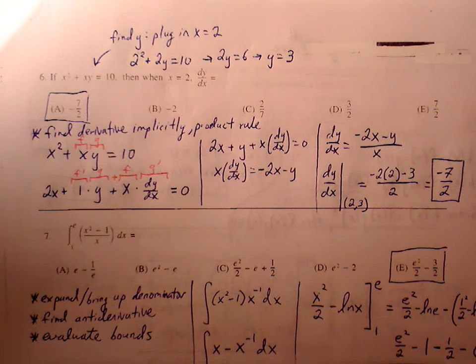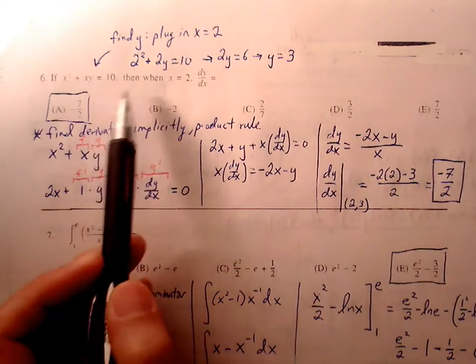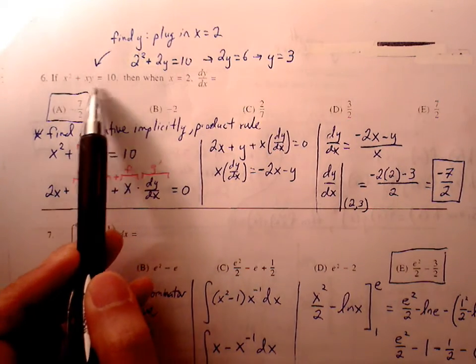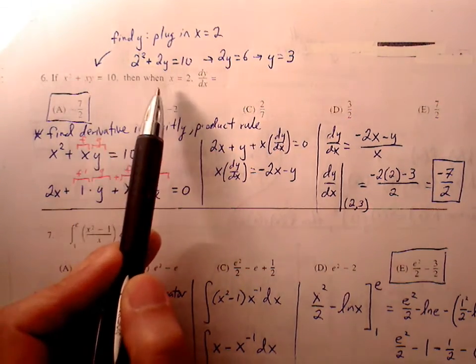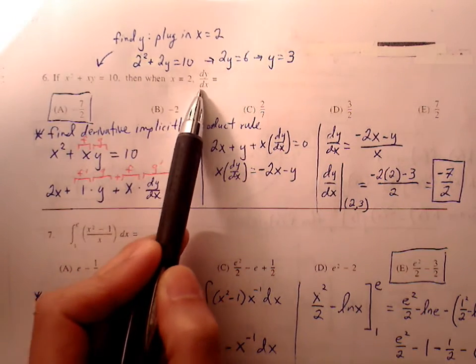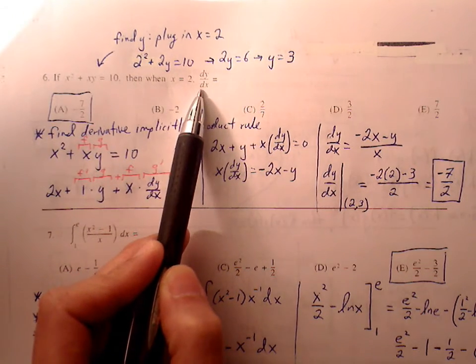Okay, continuing with the multiple choice practice test. This is number 6. We have x squared plus xy is equal to 10. And when x is equal to 2, find the derivative at that point.